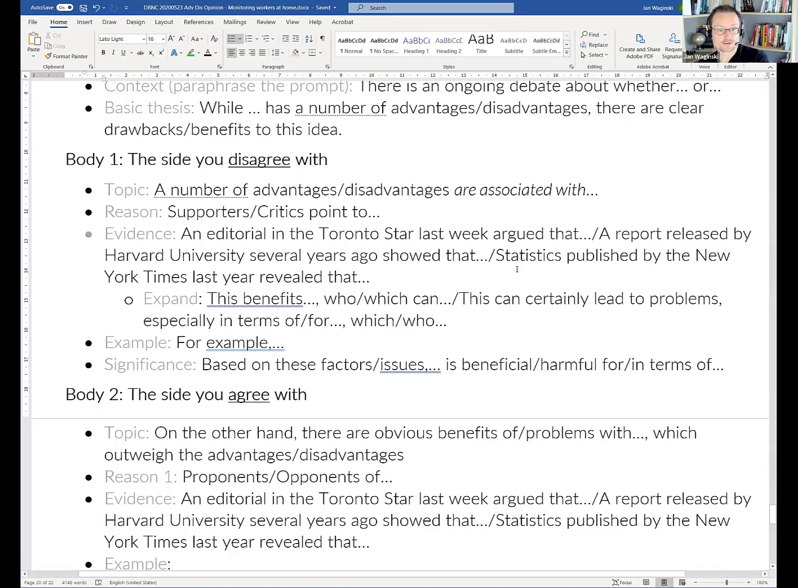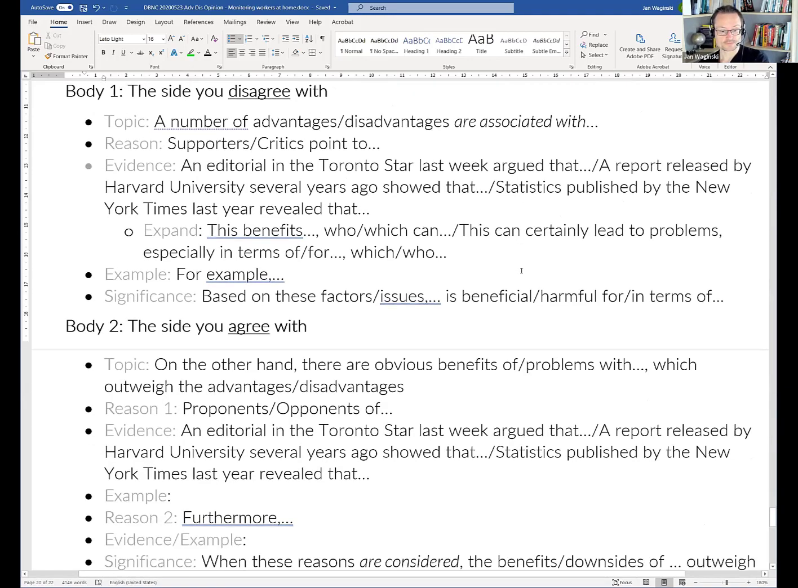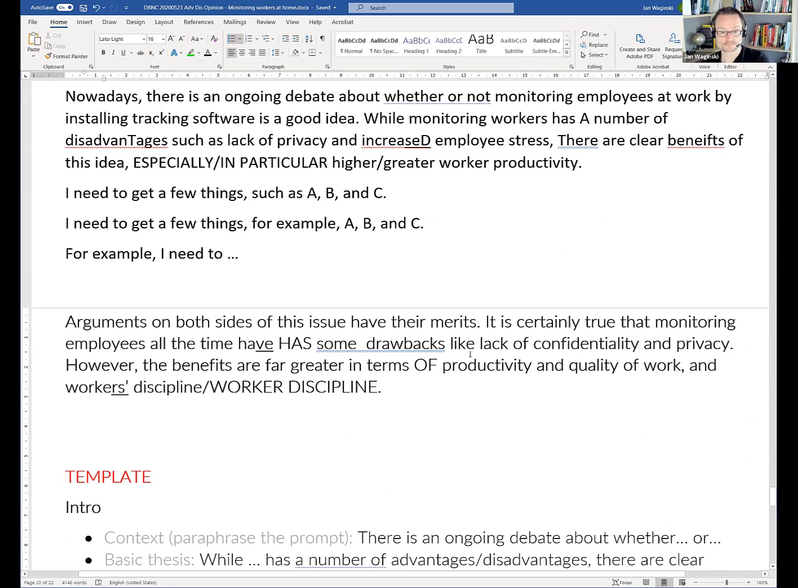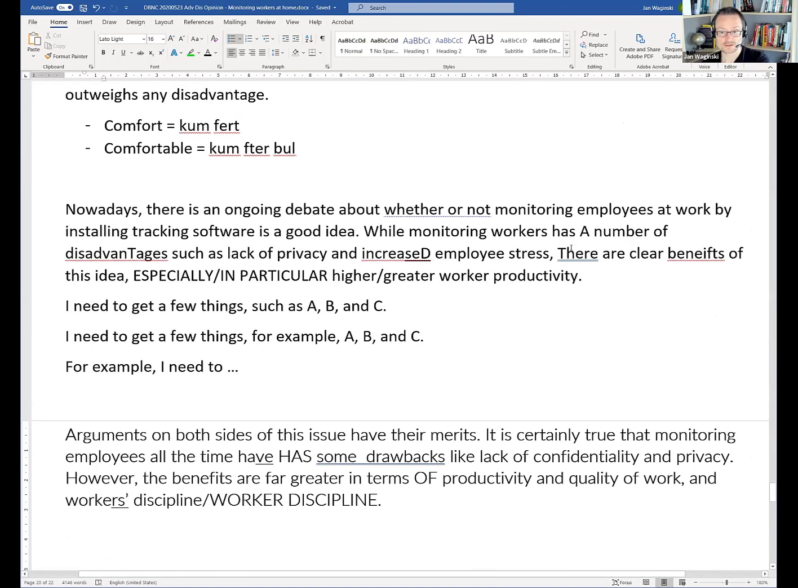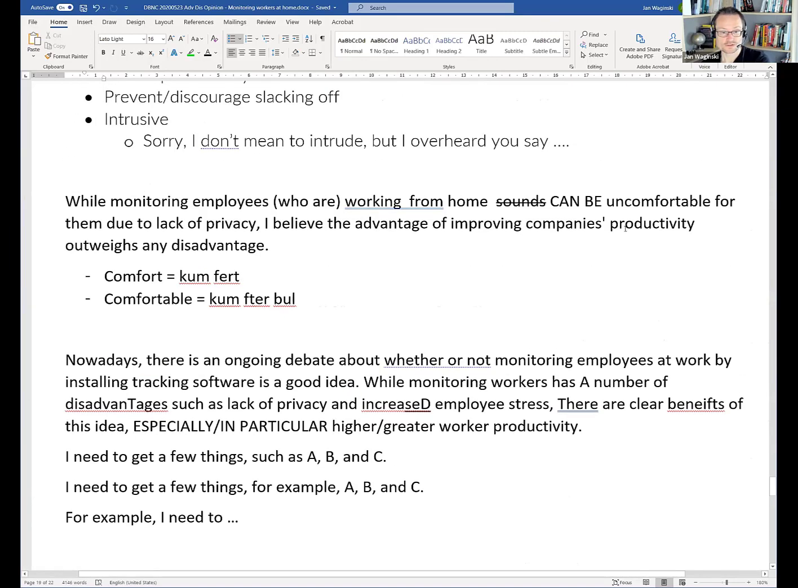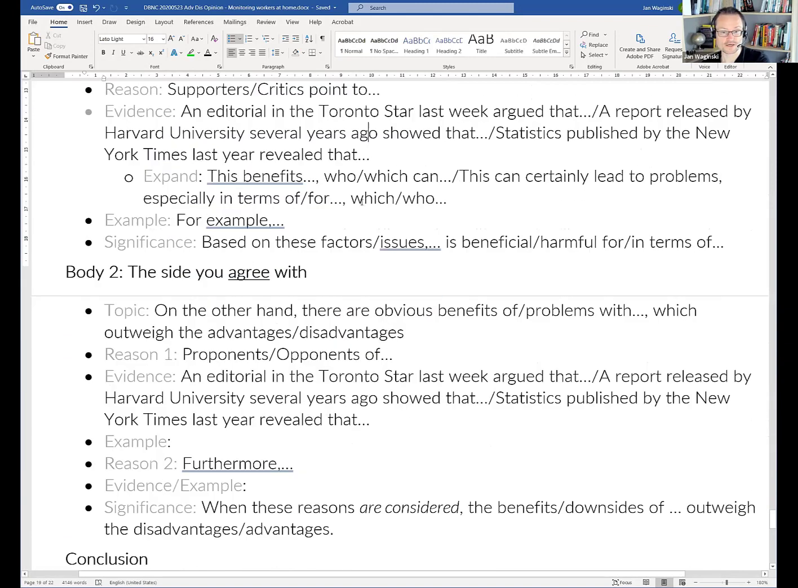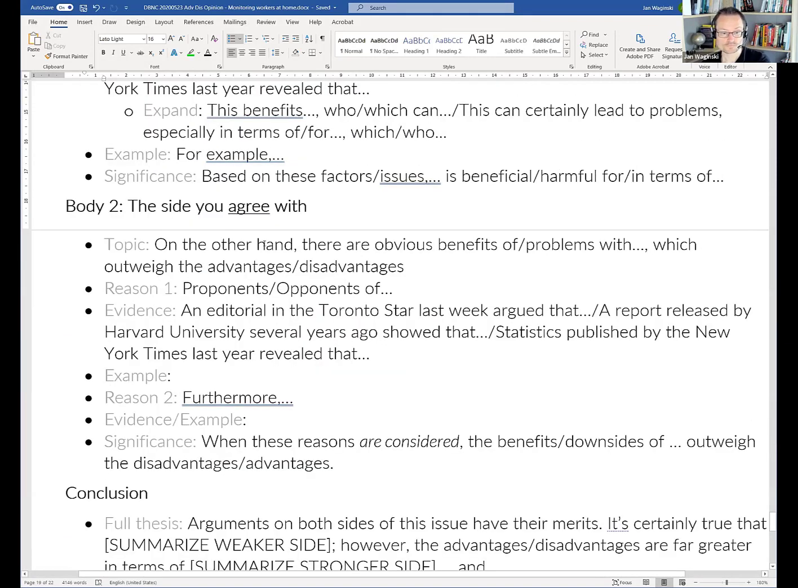So why don't we develop one of these paragraphs? Let's see here. Productivity. So everyone chose the same perspective. Why don't we work on this paragraph, the side you agree with? Okay, let's go through this. Maybe we can all take turns. Start with Dina. What's our topic sentence going to be? This is the second body paragraph, the side we agree with.